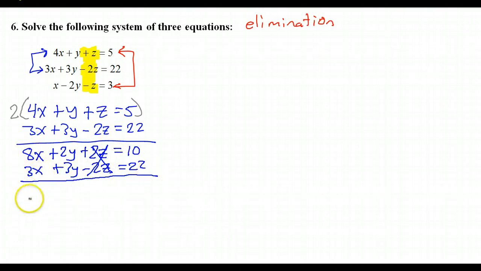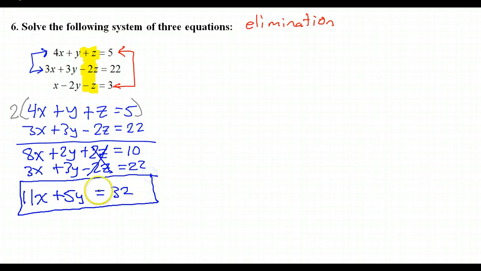I'm going to combine the rest of these. So this is going to make 11x plus 5y is equal to 32. Okay, so this is my first equation that I can use. Put a little box around that.